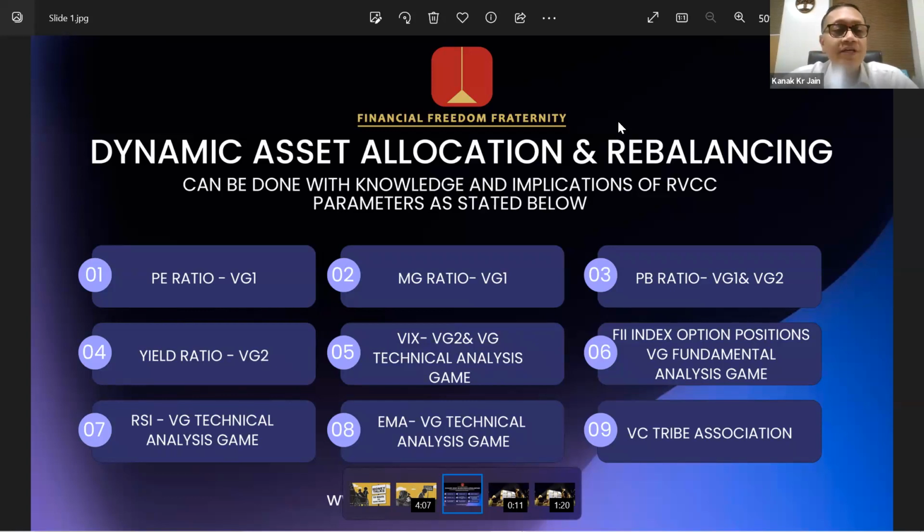For that we need to understand what is the PE ratio, the MG ratio, PB ratios, yield ratio, volatility index, and the FIIs, options open positions, RSI, and exponential moving average, and the overall this whole group, whatever the decisions they take. So ये सारी की सारी चीजें हम लोग एक एक करके थोड़ा सा डिस्कस कर लेते हैं अभी. ठीक है ना? Is that okay with everyone?